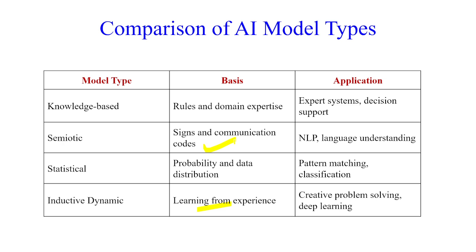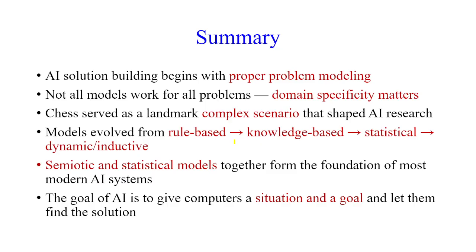Now, finally, we will summarize whatever we have seen so far. AI solution building begins with proper problem modeling. Before we write even a single piece of code, you must model the problem correctly. That's the foundation. Point number two: not all models will work for all problems, so domain specificity matters. A model that is used for chess cannot be used for another problem in the real world. Always choose your model based on what kind of problem you are solving.